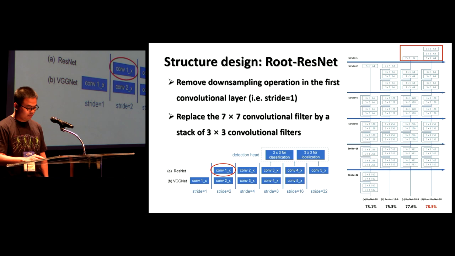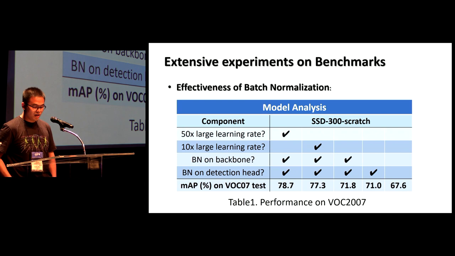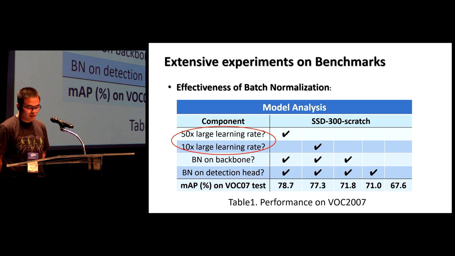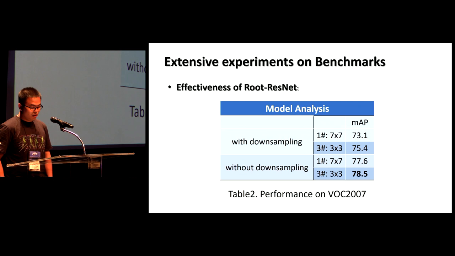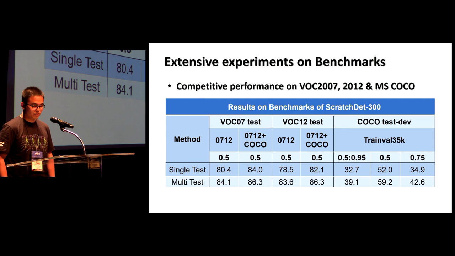Compared to the last column with the others, we can clearly see that batch normalization is indeed the key to improving the performance. Moreover, with BN, we can set larger learning rates. We also observe that our designed root ResNet can boost the performance. Our method has achieved competitive performance on VOC 2007, 2012, and MS COCO.